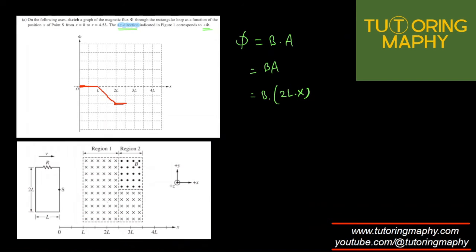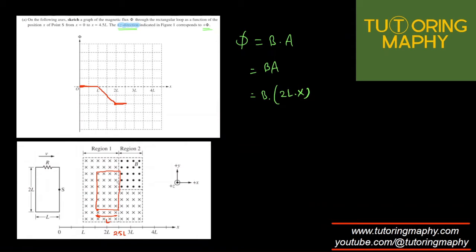As of now, the loop was completely inside, so it was something like this. And at 2.5, in fact, I'm interested at 2.5. So when it is at 2.5, this will be 1.5. So it will be like this. So this is going to be L and this is going to be 2.5 L.